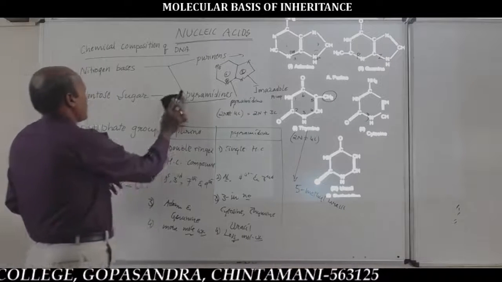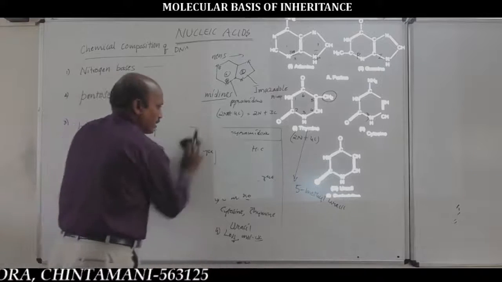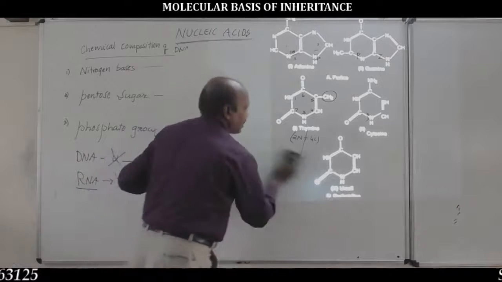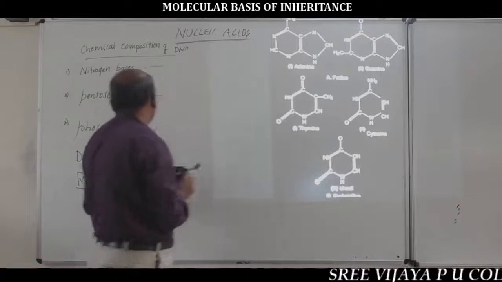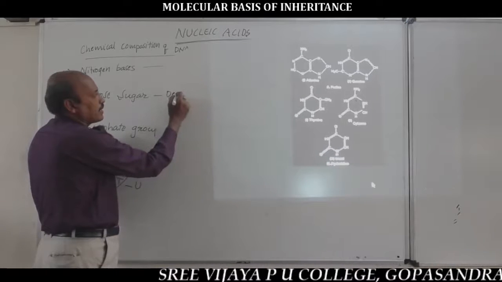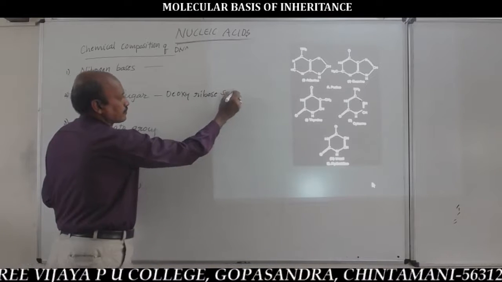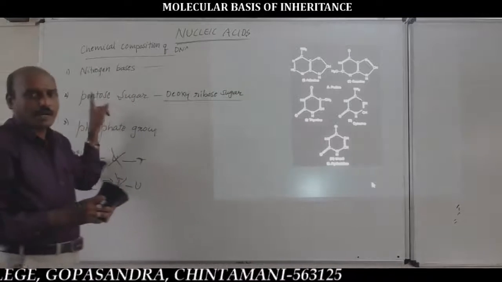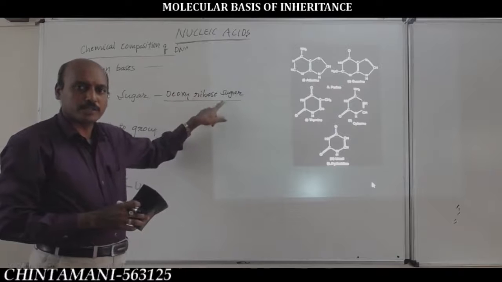Then next to the nitrogen bases, pentose sugar. The pentose sugar present in DNA is called deoxyribose sugar. You should remember, the pentose sugar or the carbohydrate present in the DNA is called deoxyribose sugar.